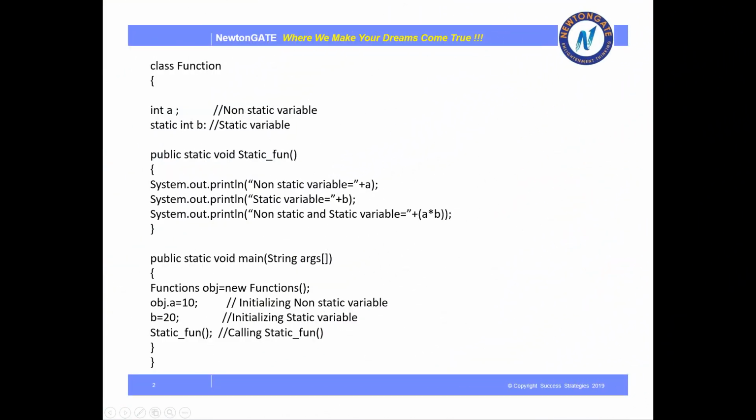So here in the following program I am going to explain how we can access a static function inside a static function, and how I can access the non-static variable inside a static function. Okay, so the variables we know, int a and b. Int a is a non-static variable and int b is a static variable.